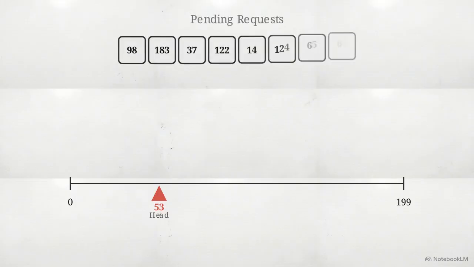Let's set our initial condition. The read-write head is currently parked at cylinder 53. Above this line is our disk queue, 8 specific data requests waiting to be serviced by the drive. They are arriving out of physical order.